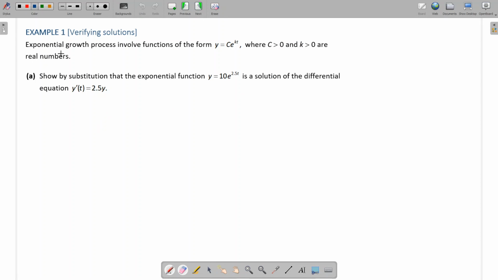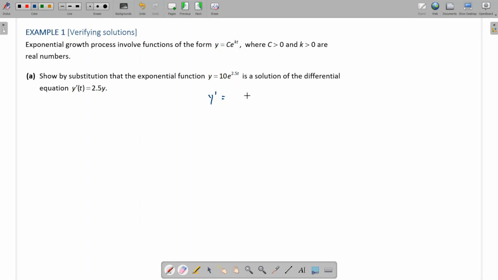Okay, let's look at another example. So still verifying solutions, and we're looking at exponential functions in this case. We will see that the more we do with differential equations, exponential functions play a very big role in differential equations. So you're going to see a lot of these. Okay, so this again says show by substitution that this function is a solution to this differential equation. So just as before, we can start off by finding the derivative.